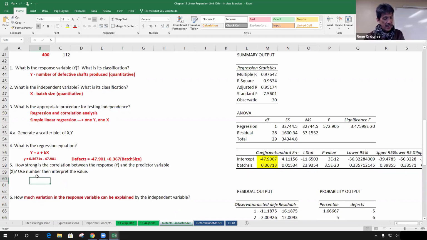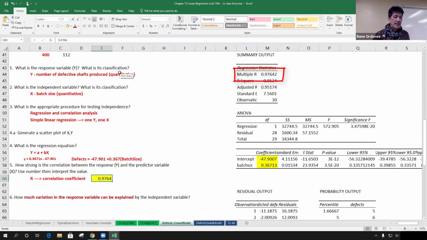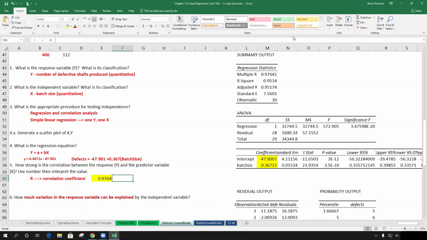Correct. So that simply, you'll be using R. So the R, which is the correlation coefficient in this problem, is equal to 0.99764, positive, okay? Why positive? Well, because the slope of the equation is positive. What is the interpretation of this number? How strong is the correlation between defect rate and batch? It's very strong. It's very strong.